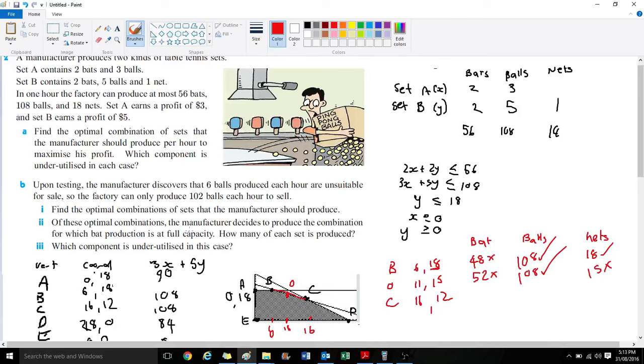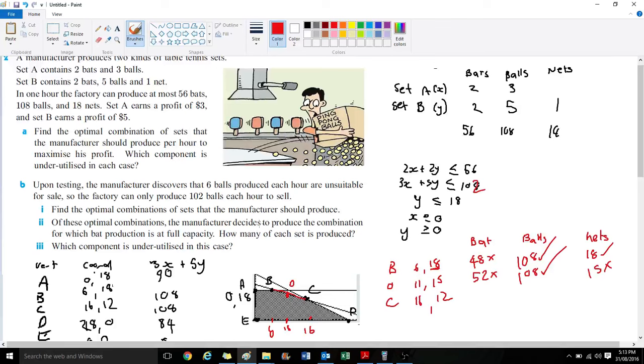Now it says manufacturer discovers that 6 bowls produced each hour are unsuitable. So now we have 102, which means we're changing this constraint from 108 to 102. How's that going to change the system? Alright, we're now determining the optimal solutions.